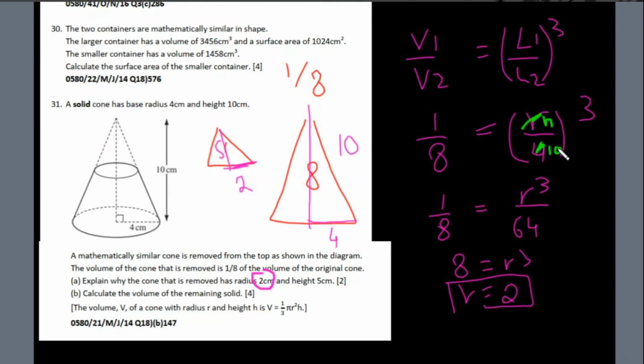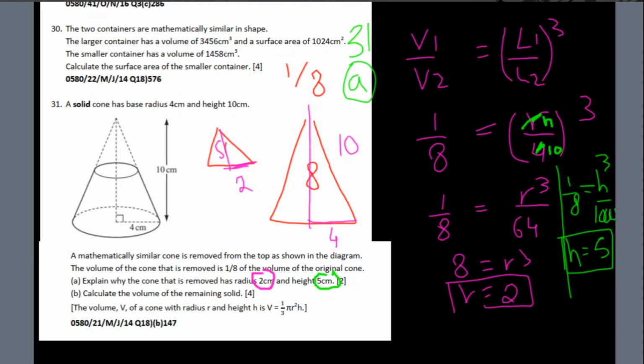We're doing 31 part A. Now this will become 1 over 8 equals h cube divided by 1000. So 1000 divided by 8 and then cube root of the answer, we get 5, which we were supposed to show. So the height is equal to 5.